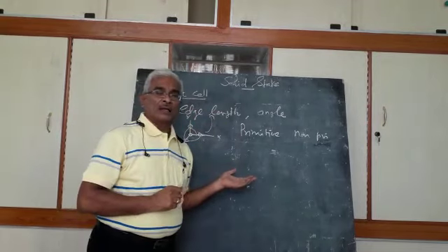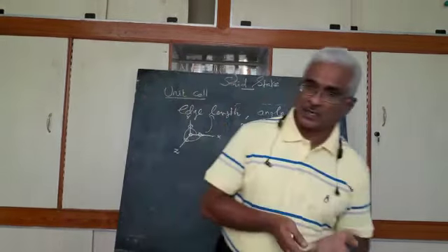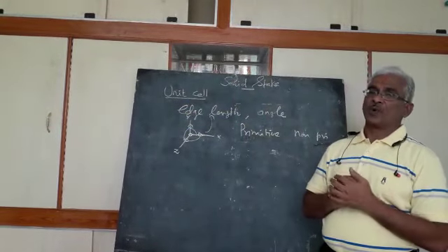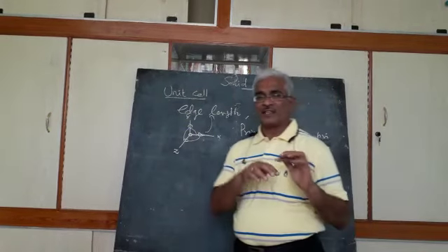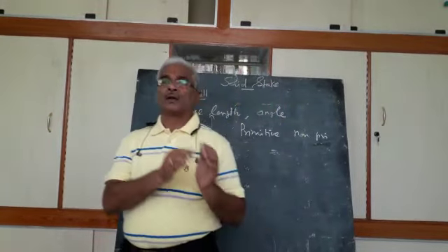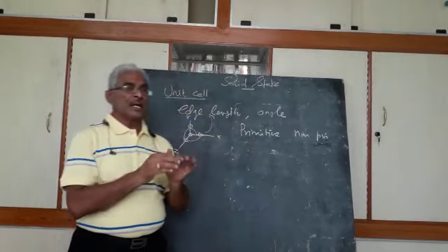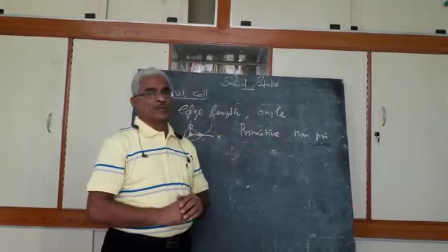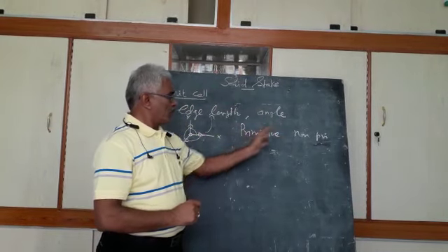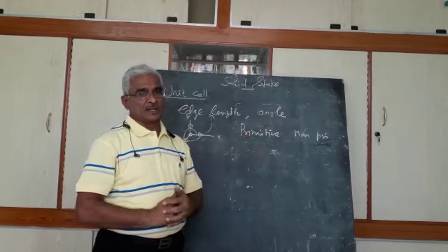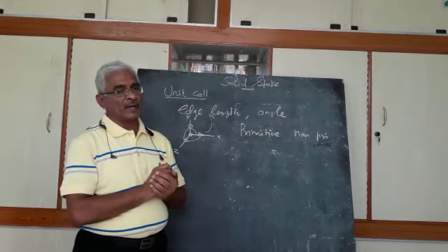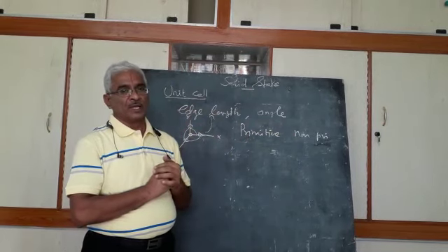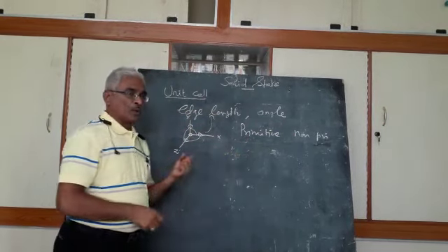Along with the corner position, if atoms are present in additional lattice points, which can be face center or body center, I will explain you later, if additional lattice points are present along with the corners, it is called a non-primitive. There are 2 types, primitive and non-primitive unit cells. Crystallographers identified 7 types of primitive unit cells. They are called, yesterday I told you, cubic unit cell.